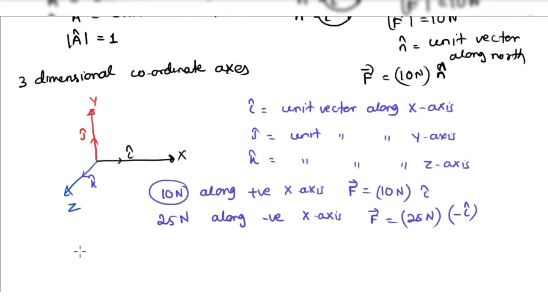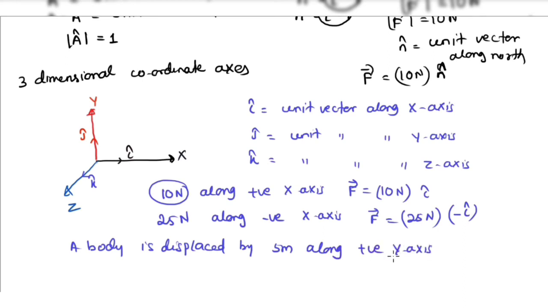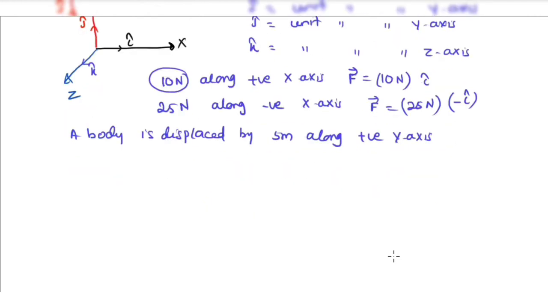Similarly, suppose a body is displaced by 5 meter along positive y-axis. Then the displacement vector S vector can be written as 5 meter into plus j cap, because j cap represents a unit vector along the positive y-axis.